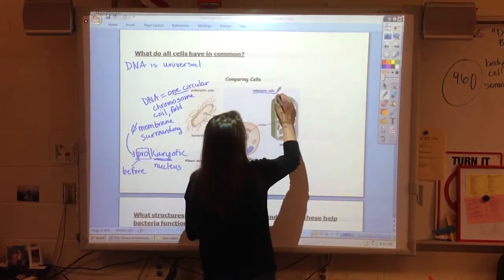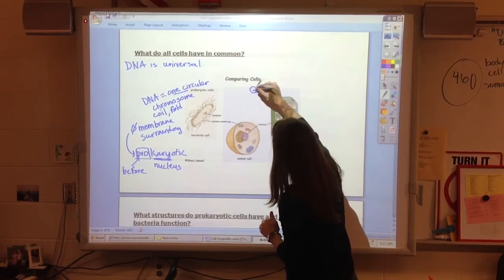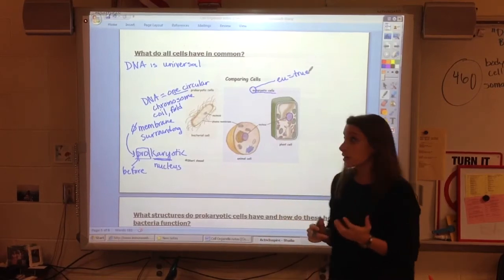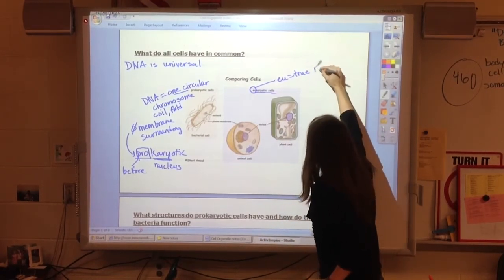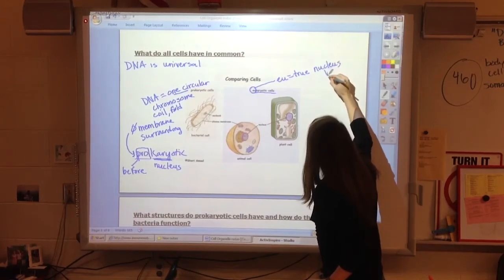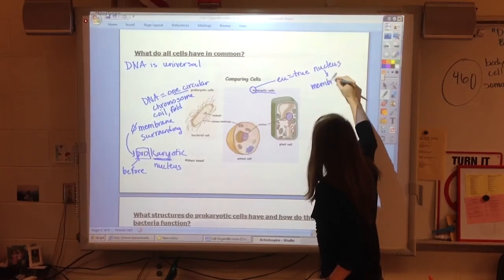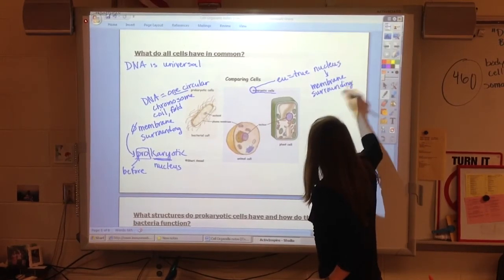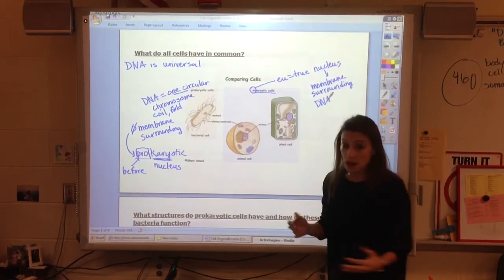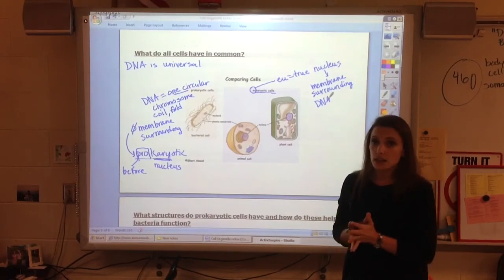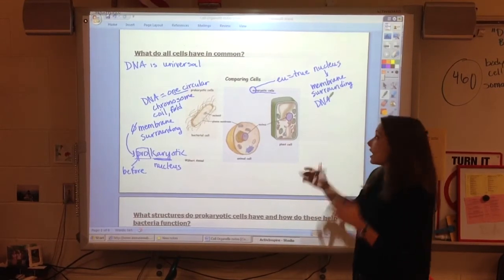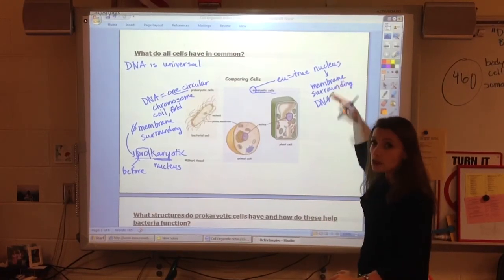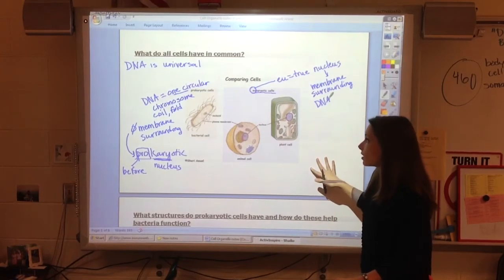If we look at eukaryotic cells, eukaryotic, the prefix EU, means true. So they have a true nucleus. All that a nucleus is really is a membrane surrounding the DNA. The advantage is we're able to protect the DNA, we're able to partition. Anytime we have a membrane, we talk about it being kind of a partition. We're able to partition it off so that it's separate from the rest of the cell.